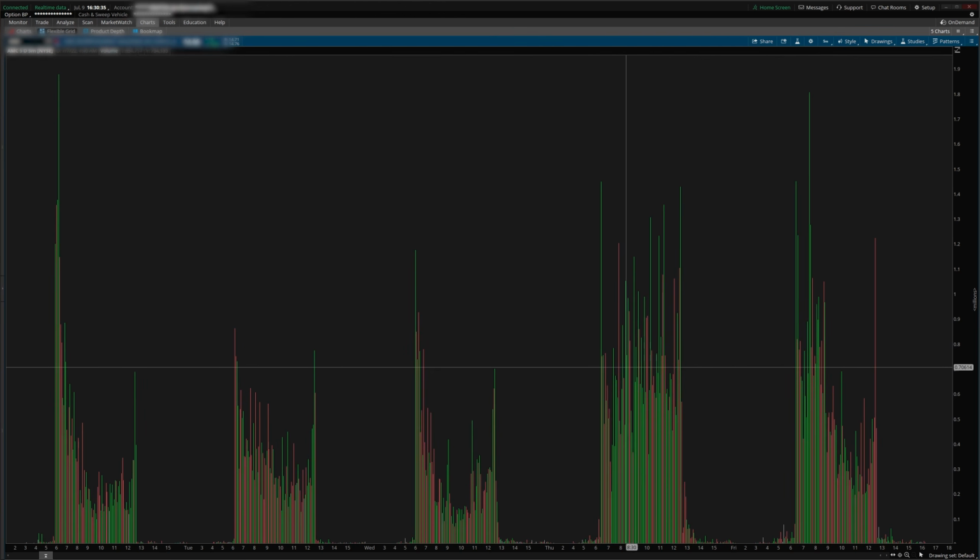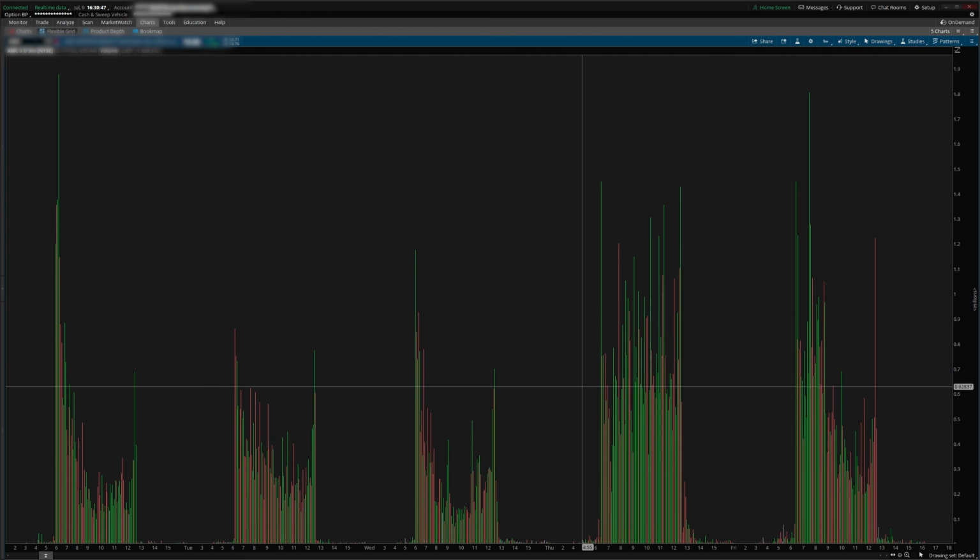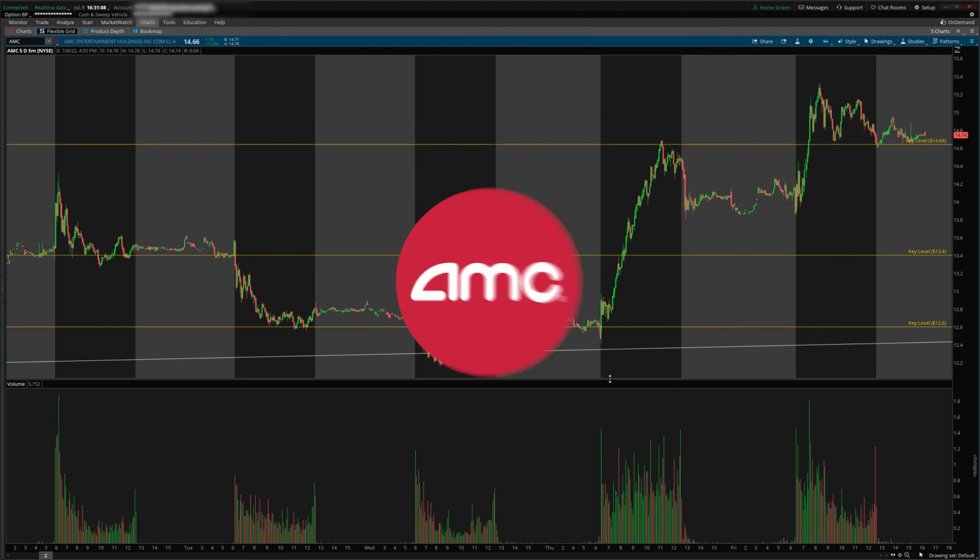Alright, well, if you said this day right here, this Thursday, you were right. Just by volume alone, you can see that this stock in particular was moving about 1 million shares every 5 minutes compared to these 2 days right here on Tuesday and Wednesday. Now, let's see what stock we're talking about. We're talking about the infamous AMC stock.